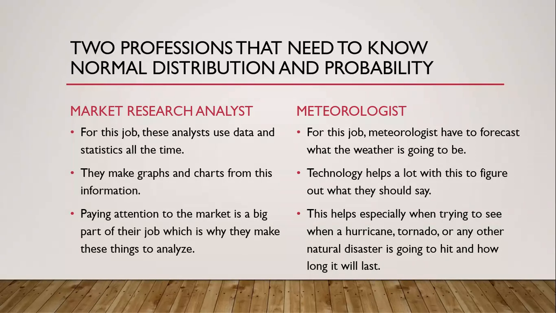and normal distribution. For meteorologists, they have to forecast the weather, which is basically predicting what the weather is going to be. Technology also helps a lot with this to figure out what they should say and what is predicted to come. This helps especially when trying to see when a hurricane, tornado, or any other natural disaster is going to hit and how long it will last. These two jobs are just two of the many that use statistics and probability in their everyday job.